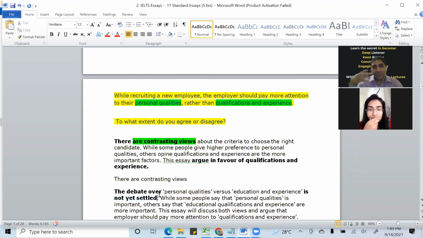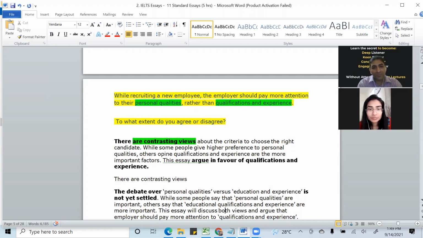right? Whenever you want to introduce a controversy or whenever you want to say that both the things are important, you can use this kind of structure. While some people say that personal qualities are, it should be are, right? Because personal qualities are. Look at this. This is like the fifth, sixth error which I have made in this sentence, and I just wrote one paragraph. Others say that educational qualification and experience are more important.